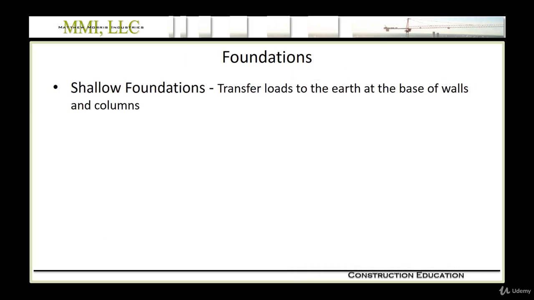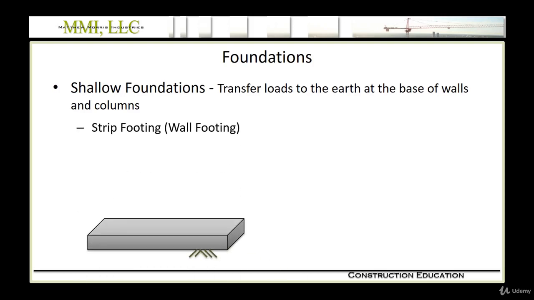So there's two main types of foundations, like I mentioned before. Shallow foundations is the first one. Shallow foundations transfer the load above from the structure to the earth below through either columns or walls. And a shallow foundation is usually used with residential construction or light commercial construction, to where your loads are relatively small and your soils can handle those loads.